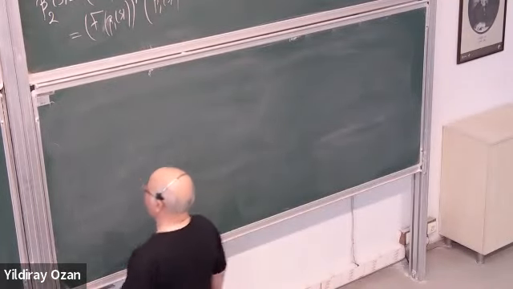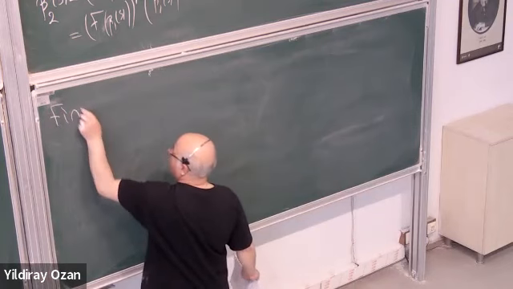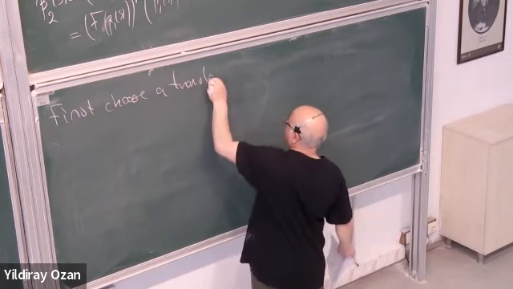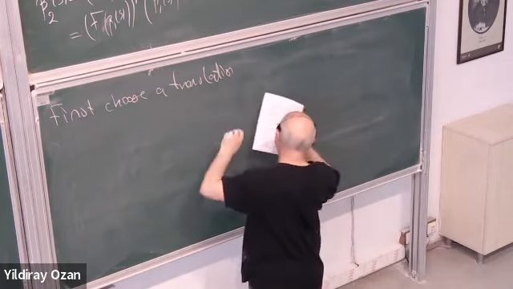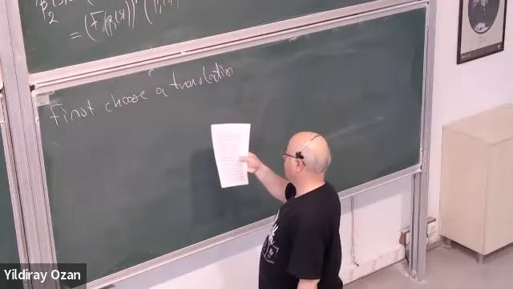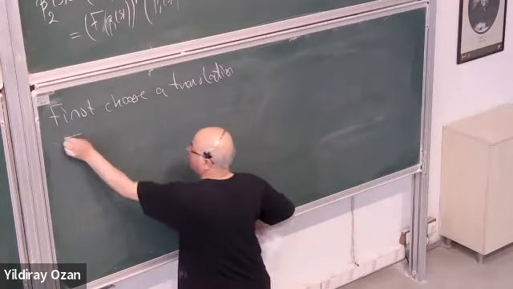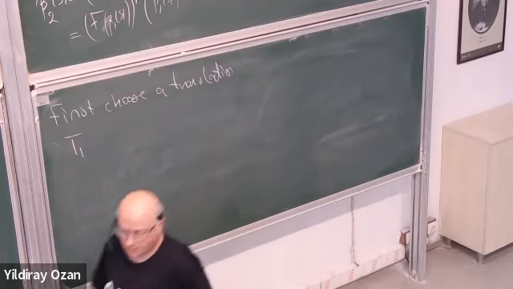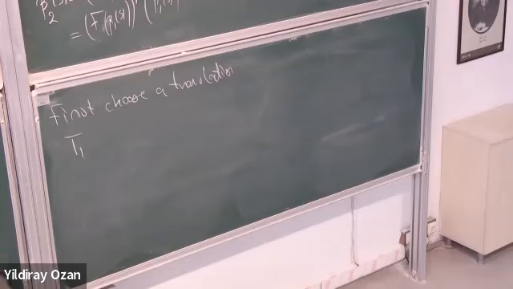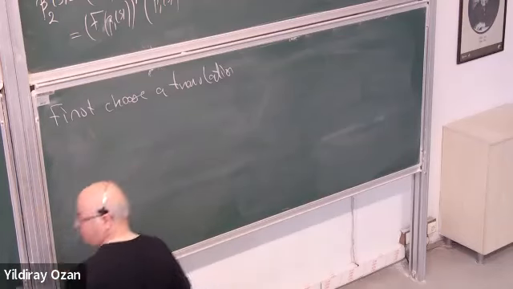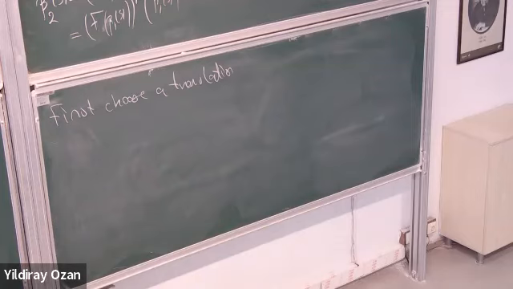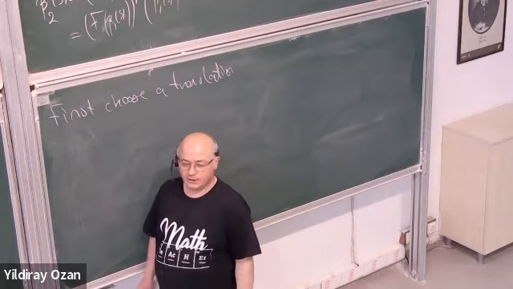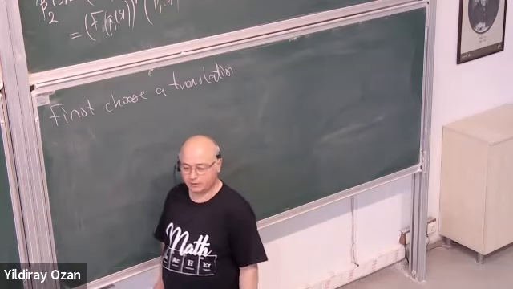All right, first choose a translation. Because I already used T1 for the tangent vector, we shouldn't use it. Theta sounds like an angle.